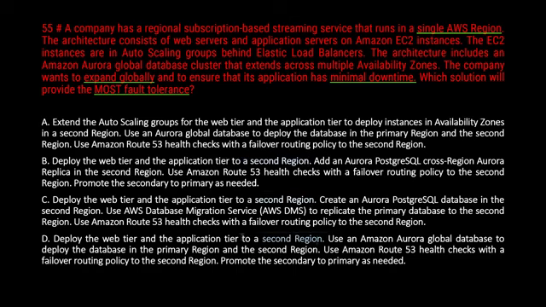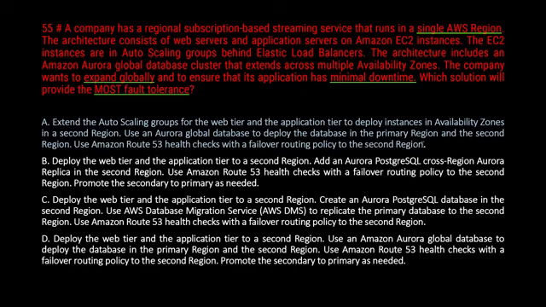Okay, but here they are talking about extending the auto scaling groups for the web tier and the application tier to deploy instances in availability zones in a second region. Okay, technically you cannot do that. You cannot extend auto scaling. You cannot point auto scaling groups one to one region, another to another region. So you can cross this out.